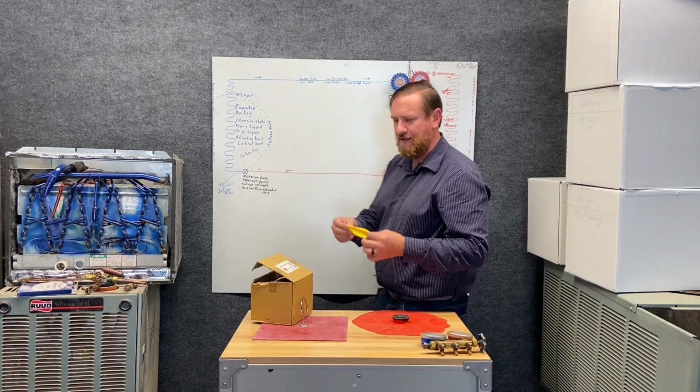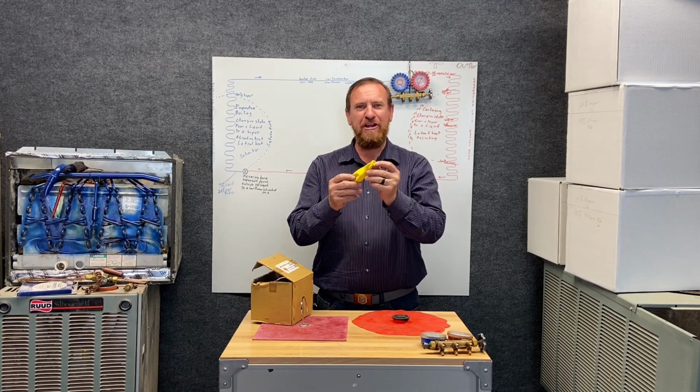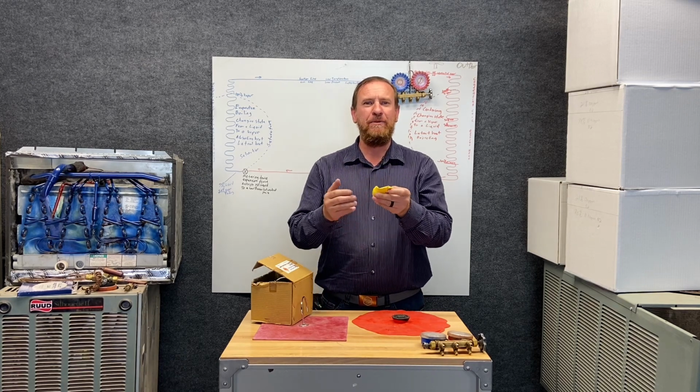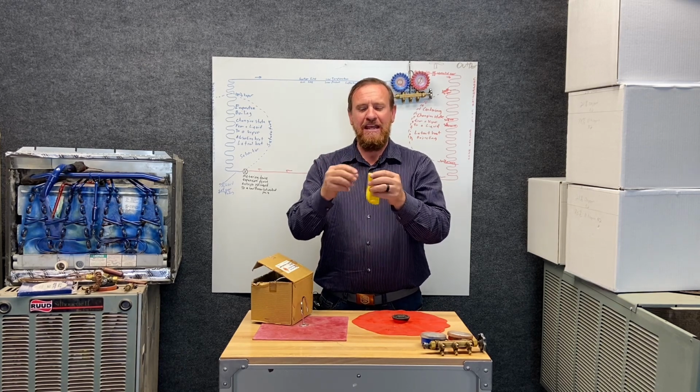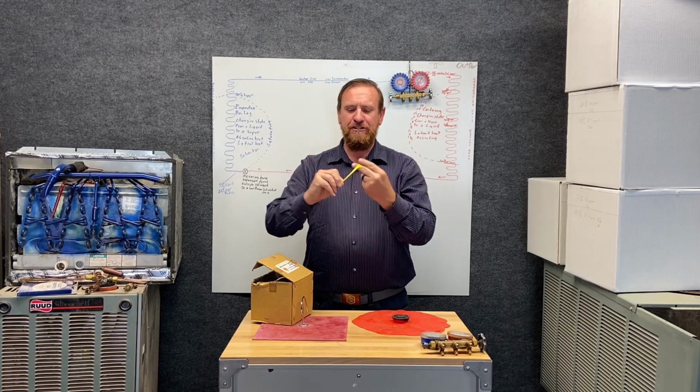Next, I want you to think about a balloon. Here we have a balloon, and there's 0 PSI gauge pressure difference between the inside and the outside. But in reality, there's 14.7 PSI on the outside of this balloon, and there's also 14.7 PSI on the inside of this balloon.